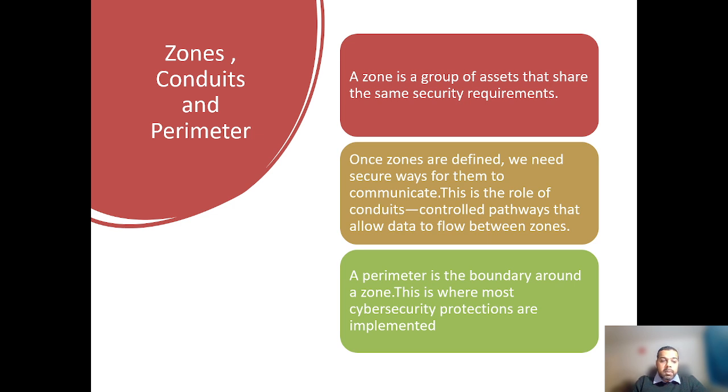This is where most cybersecurity protections are implemented. Some examples of perimeters are firewalls, IDS, IPS, and network filtering. Also, you have some compensating controls, especially in legacy-heavy OT environments. Perimeters allow us to enforce consistent protections while respecting the technical constraints of industrial devices.